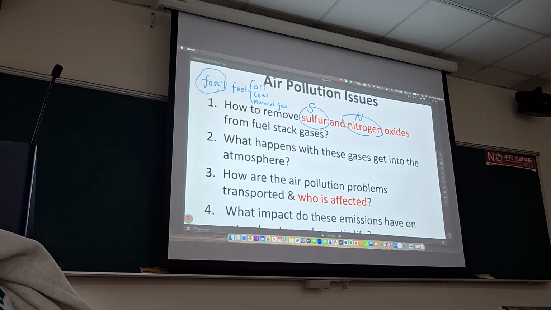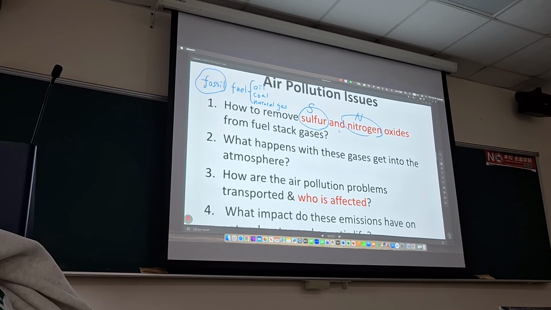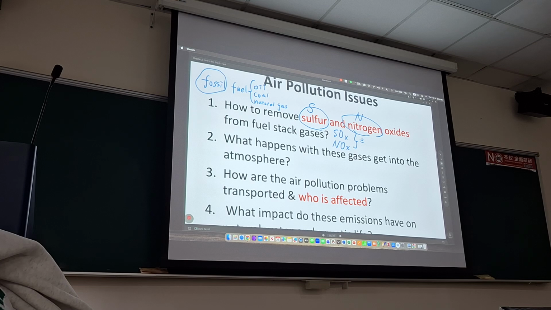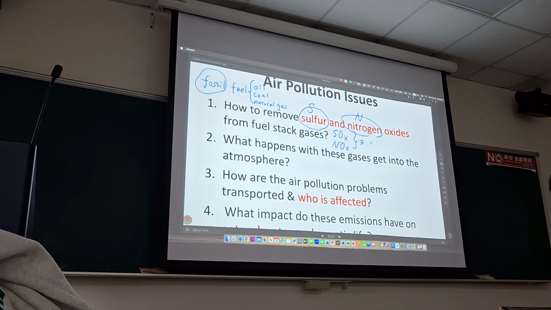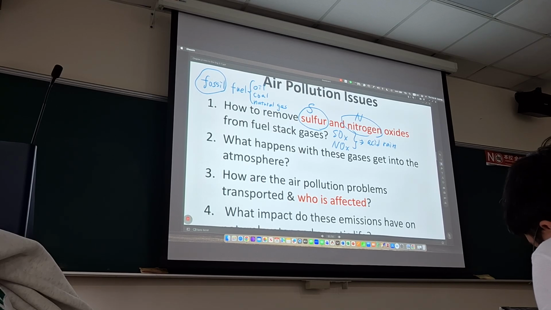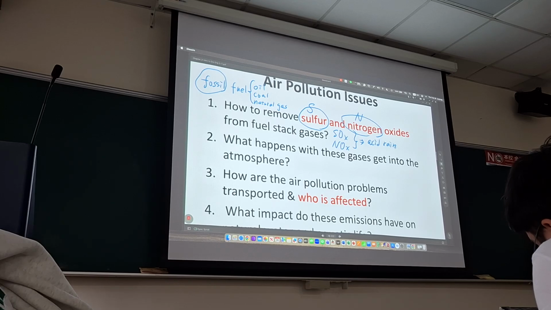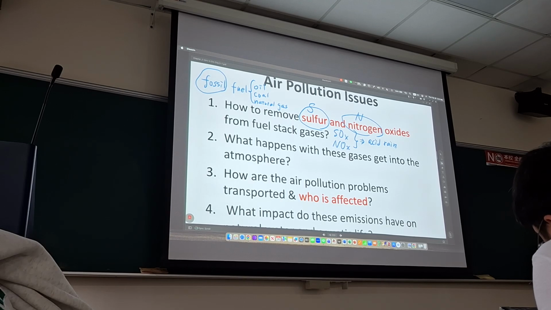So it will form sulfur oxides and nitrogen oxides. Normally we call sulfur oxide SOx and nitrogen oxide NOx. Later in this course, we are going to learn how to remove those sulfur oxides and nitrogen oxides.